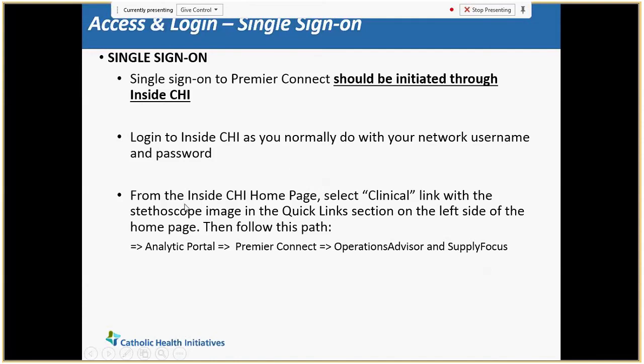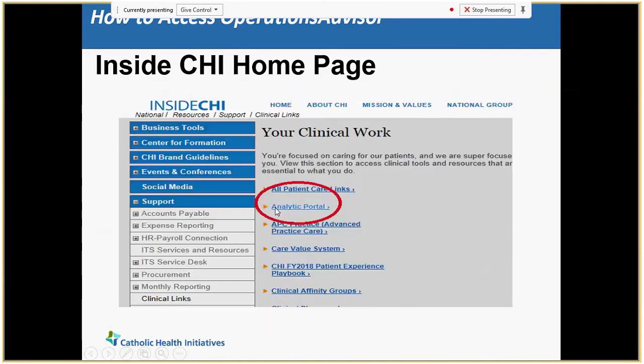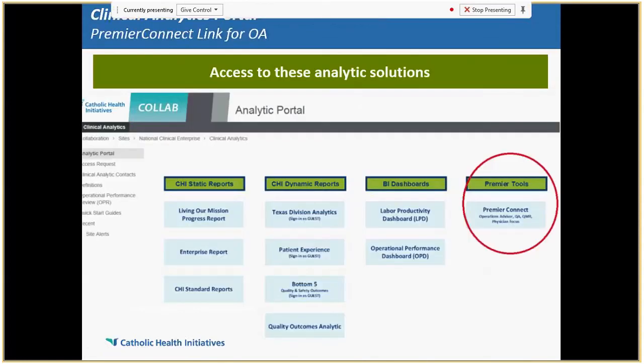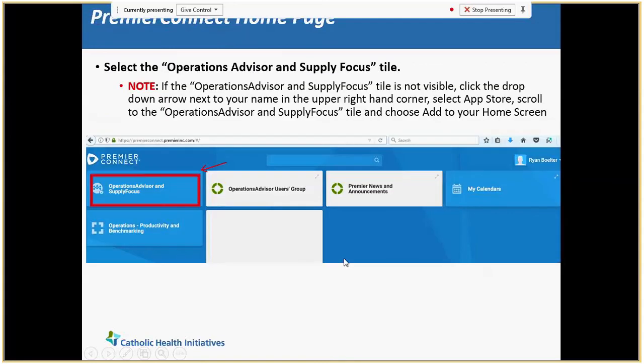What you'll do is go to the home page, click on the clinical link in the quick links section, and then follow this path here. So it's going to look like this. Log in with your username and password, click on this clinical link in the quick links section. In your clinical work list, you'll find Analytic Portal near the top. You'll click on that, and then you might get a warning about welcome to the collaboration site or whatever, and you can click on continue to site when you see this pop up, and you shouldn't get that again. It should be a one-time thing.